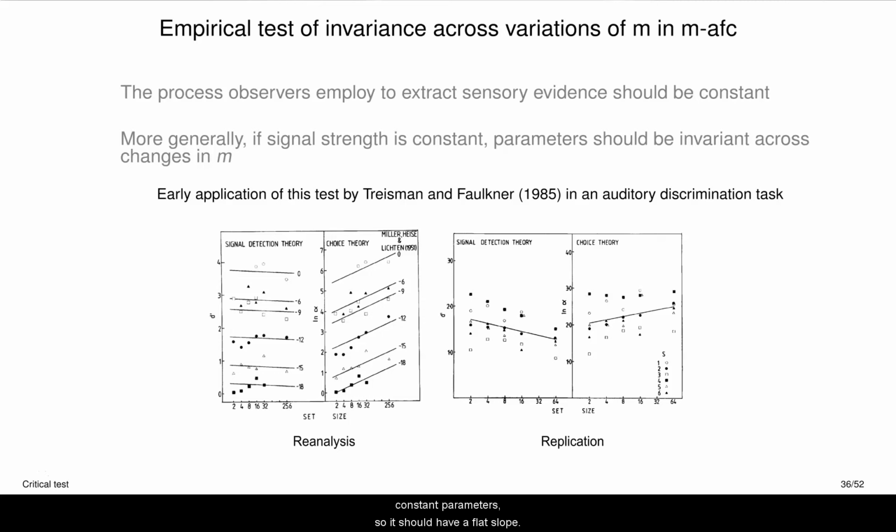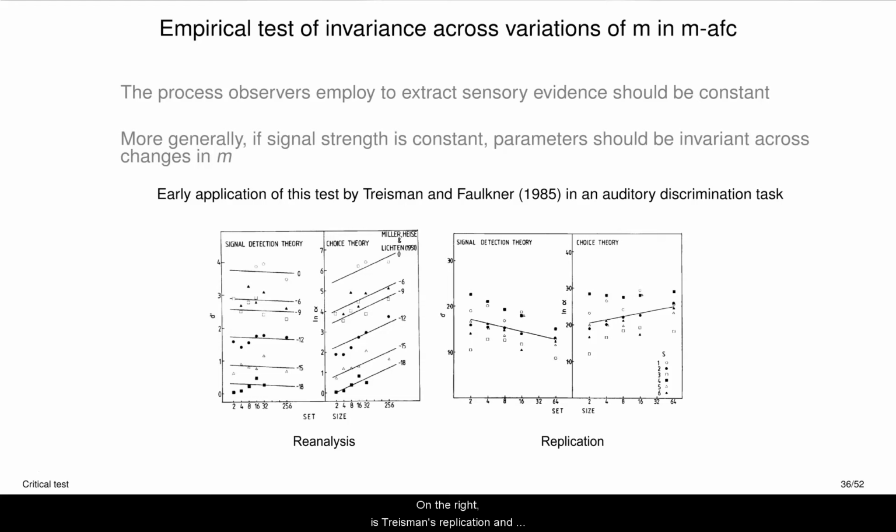On the left is shown a reanalysis of some data from Miller, and on the left panel is d prime, and on the right panel is beta. As you can see, the slopes for d prime are flat, whereas the slopes for beta are increasing, which provides provisional support for the signal detection model. However, these data are quite noisy.